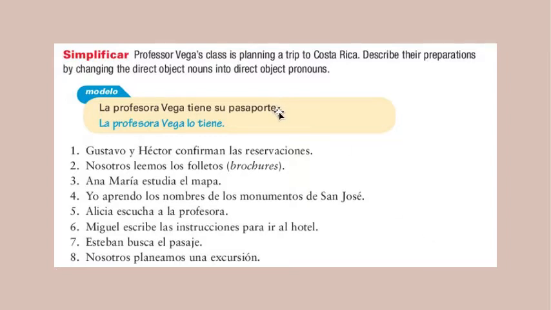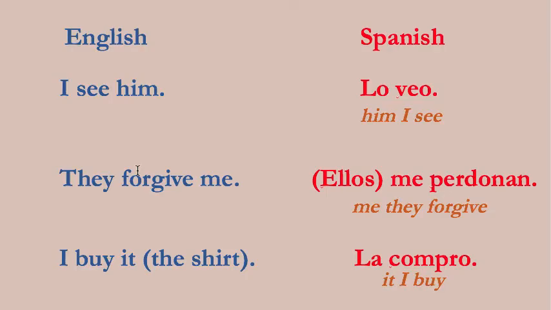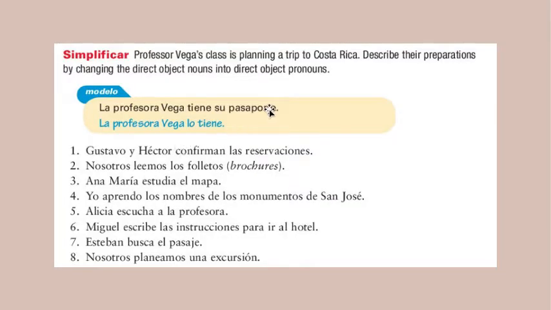Su pasaporte is a singular masculine noun. A singular masculine direct object is lo, so we replace el pasaporte with lo. La profesora Vega lo tiene. Of course, it goes right before the conjugated verb tiene. Gustavo y Héctor confirman las reservaciones. The direct object noun, las reservaciones, becomes the direct object pronoun las and goes before the conjugated verb. Gustavo y Héctor las confirman.